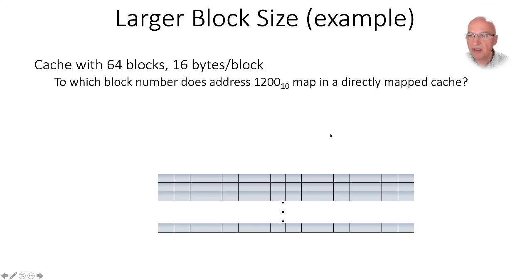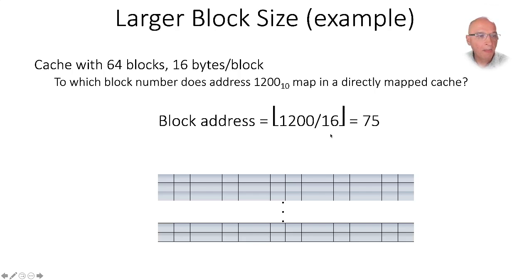What I have in the end is that the block address for this cache is the floor of the division by the size of the block. So the block address is the block 75. But this cache only has 64 blocks. So how do I find the block in the cache? Well, I go around, so I go to the block 63, and then the block 64 is at the same place as the block 0. So it's a modulo operation.